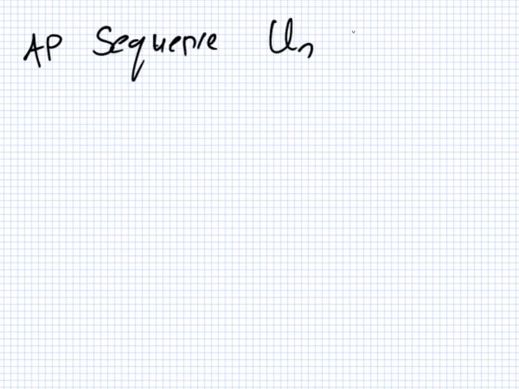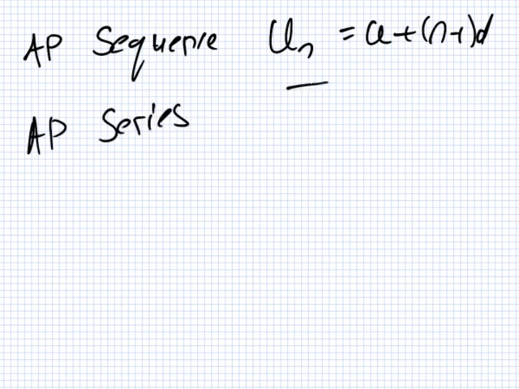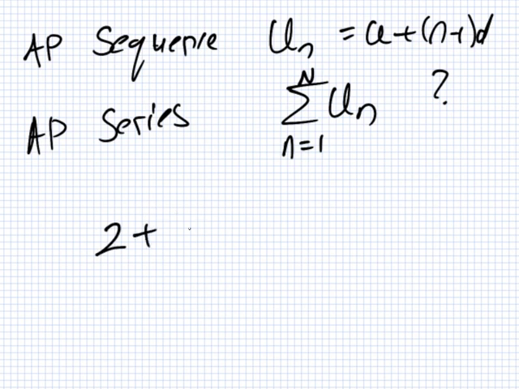So far we've talked about an AP sequence, which is Un equals A plus (N minus 1)D. We haven't talked about an AP series, which is when we want to add up the terms. How do we do that? Well, let's have a look. So for example, an example might be something like 2 plus 4 plus 6 plus 8 all the way up to whatever, 100 as an example. So let's see how we can calculate that.